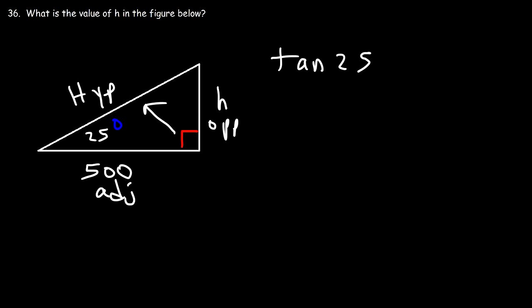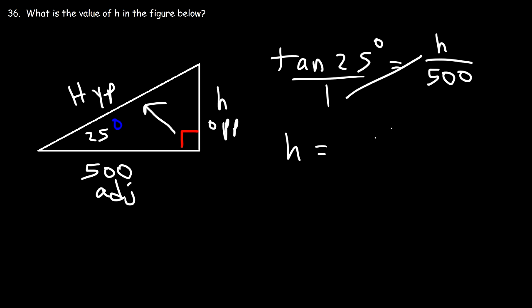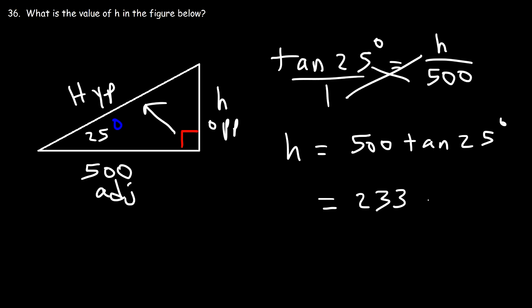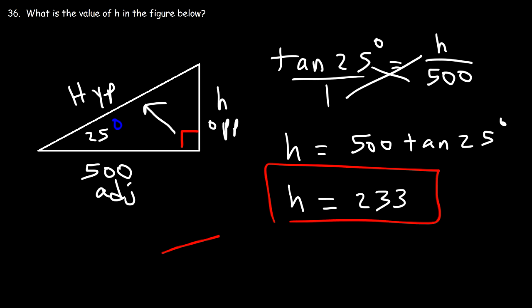So tangent of the angle, 25 degrees, is equal to the opposite side, which is h, divided by the adjacent side, 500. So let's cross multiply. This is going to be 1 times h, and that's equal to 500 times tangent of 25 degrees. Make sure your calculator is in degree mode. So 500 times tan 25, that's equal to 233, rounded to the nearest whole number. And so that's the answer.